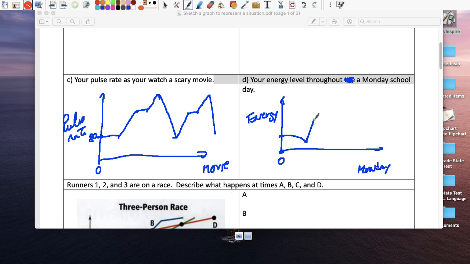And then you go to gym class, it goes up. And then you go to ELA class, it might go even higher. And then social studies, your energy level might be even higher. And then you go to science, no offense to whoever your science teacher is, and it might drop again, and so forth. And then you go to lunch, your energy level goes up again. So it could be an up and down situation. Okay.